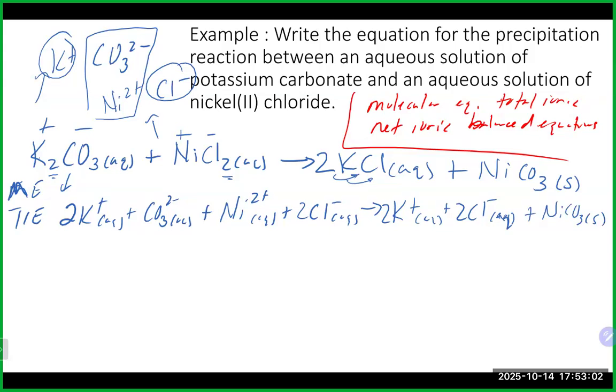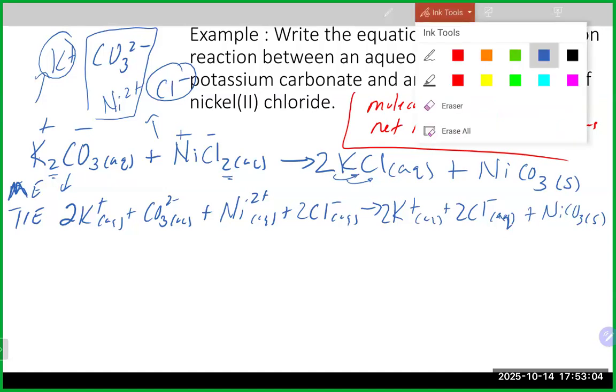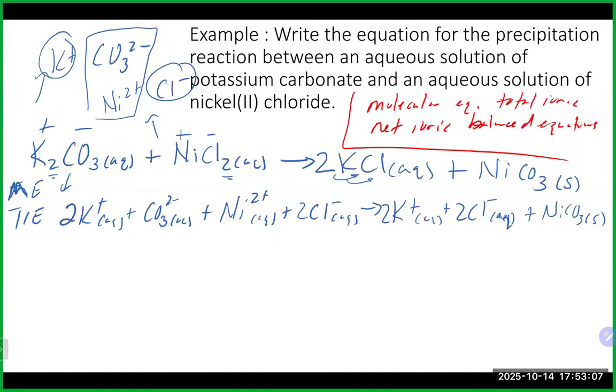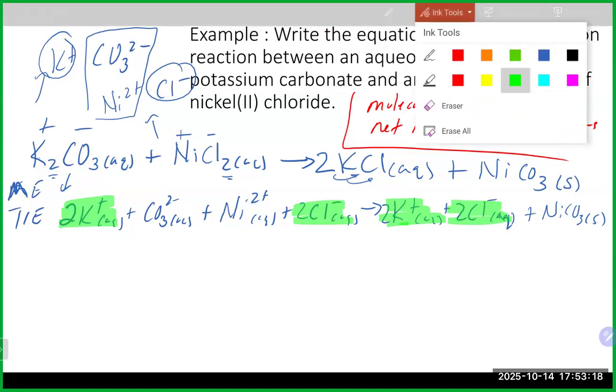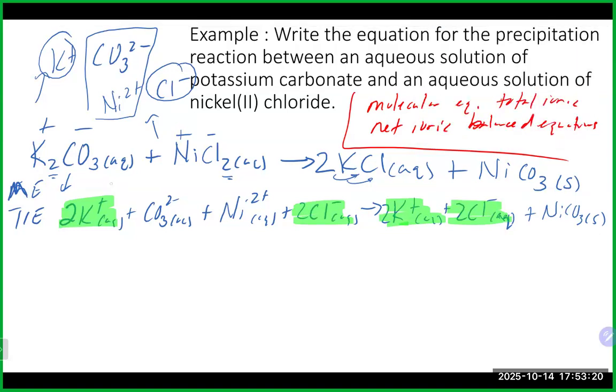We can now find our spectator ions, and as was mentioned, what we're really looking for is ions on both sides that are exactly the same. So we got 2 potassiums there, and 2 chlorides there, and 2 chlorides there. Those would be our spectator ions, and they should be the exact same amount and the exact same thing on both sides. With those spectator ions, we're just going to cross them out, and this is going to leave us our net ionic equation, pretty much what's left.